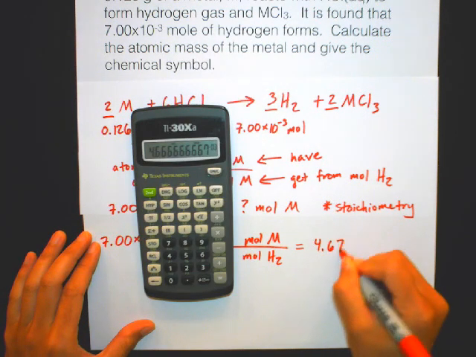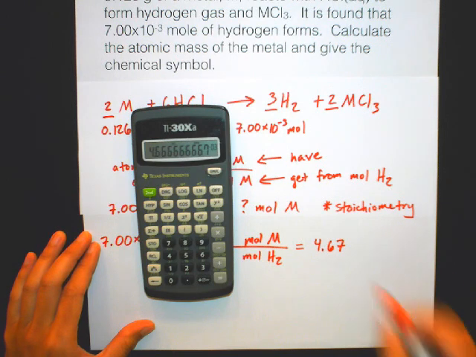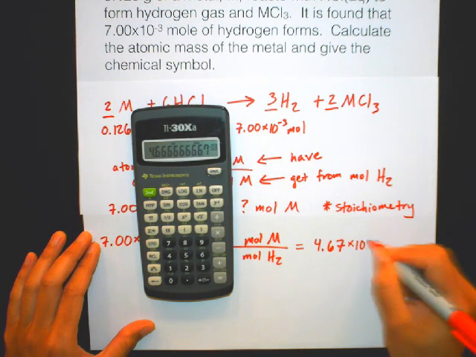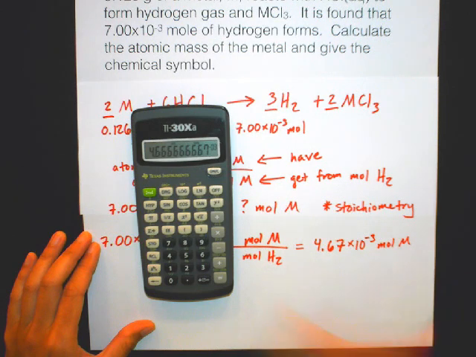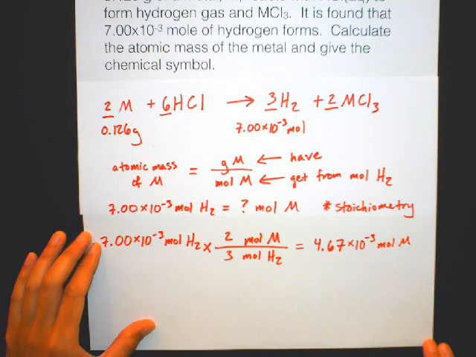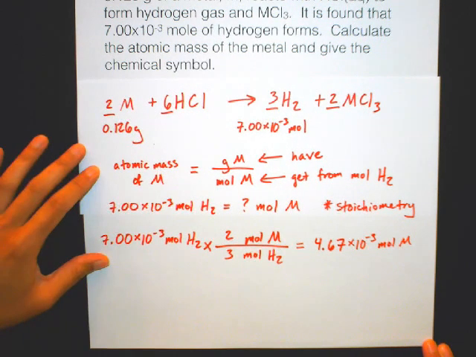So we get 4.67, 3 sig figs, times 10 to the negative 3 moles of M.